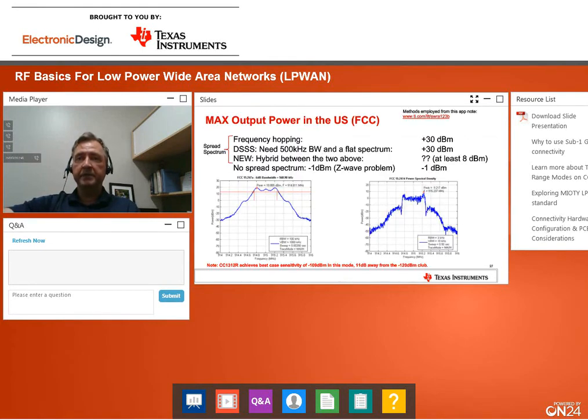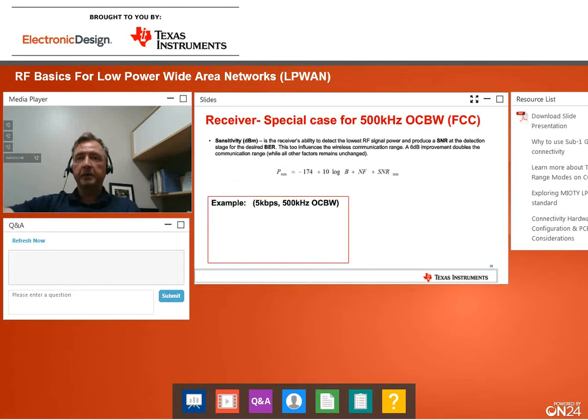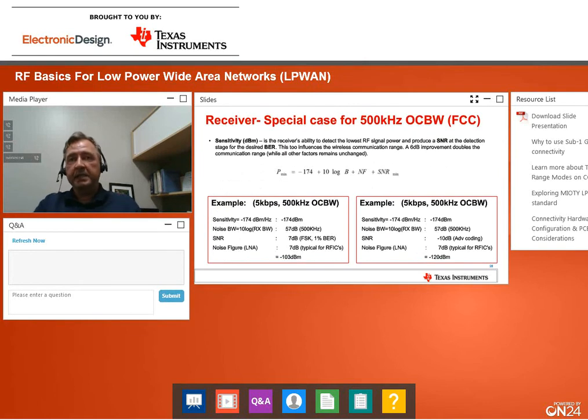I'll skip this one here. This is the FCC slides. So here is a special case for 500 kilohertz occupied bandwidth. And so this is really the case for what do we do if we have to be compliant with 500 kilohertz for the North American market, which I'm assuming many of you listening to this conference call today are interested in. So as I said, frequency hopping is the best way, but what if you don't want to do frequency hopping?